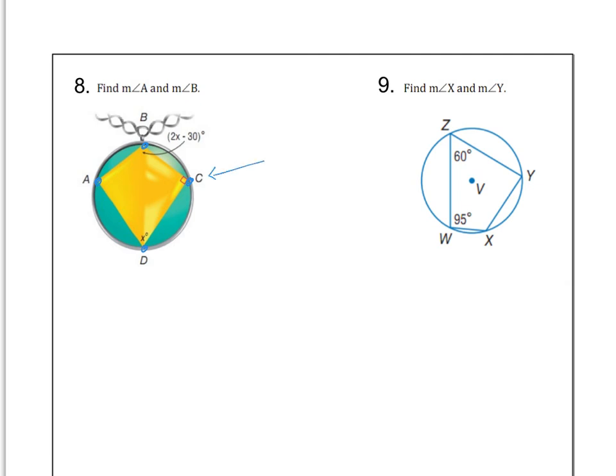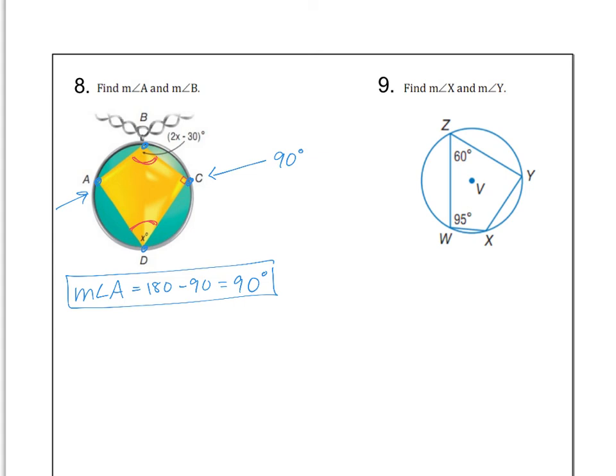And you notice how angle C is 90 degrees? Well, that means angle A also has to be 90 degrees because the measure of angle A is going to be 180 minus angle C, which is 90, and that leaves 90 degrees. So that we know. Angle B is a little trickier. So for angle B, notice angle B is here. It is across from angle D. Those two must add up to 180 also.